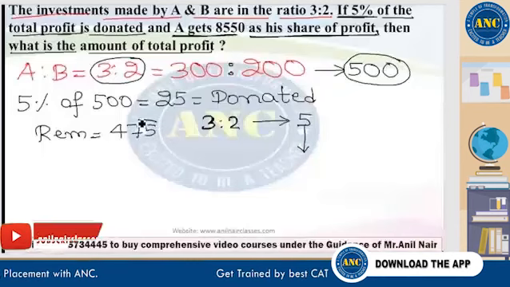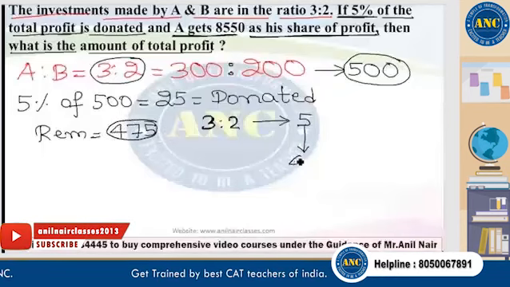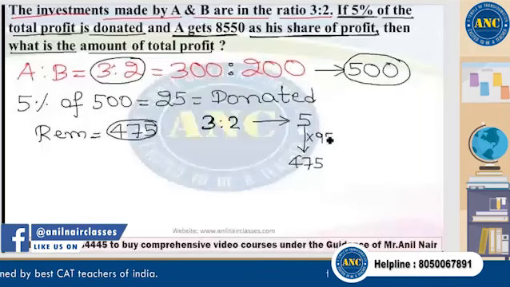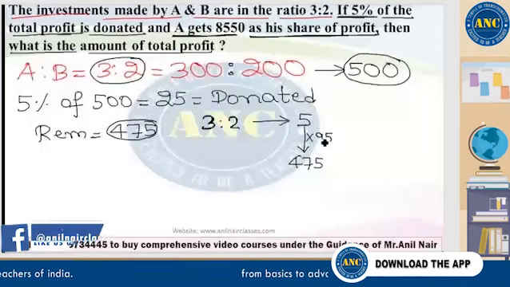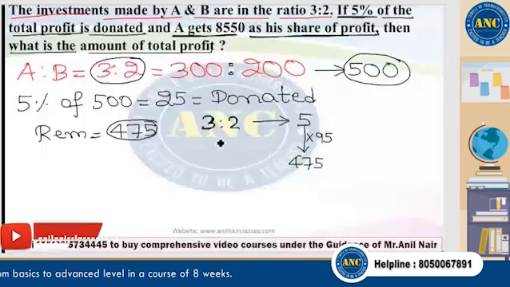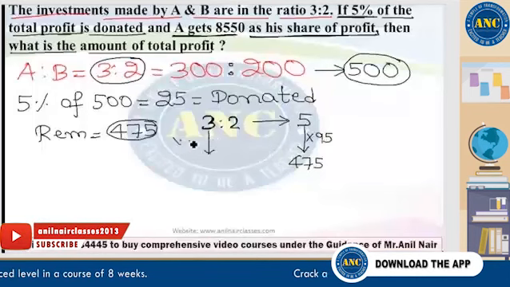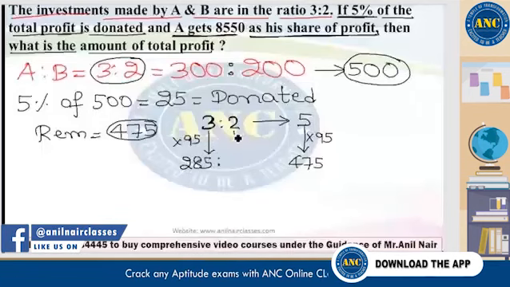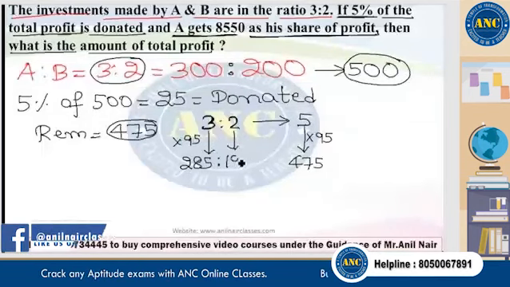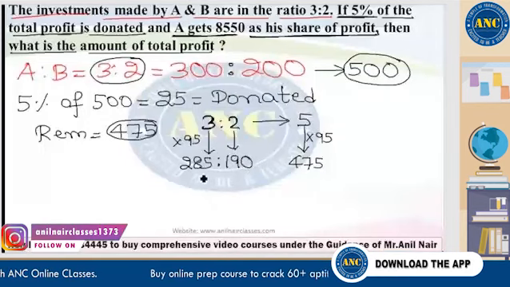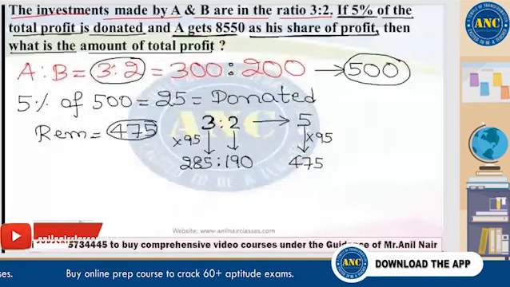But according to the question, totally they are getting only 475 rupees profit. 5 into which number is 475? 5 into 95 is 475. Right? Because 5 9s are 45, yes, it is 95. So 3 also multiply by 95. 3 into 95 is 285. 2 into 95 is 190. That means A is getting 285 rupees profit finally. B is getting 190 rupees profit finally.